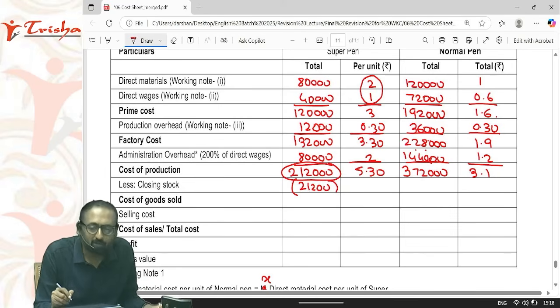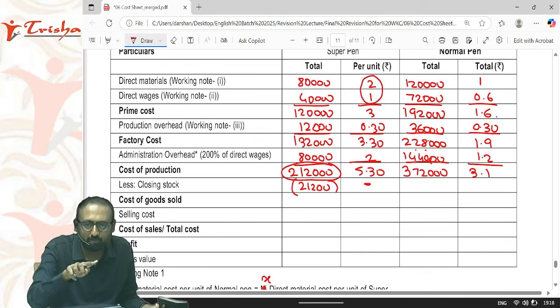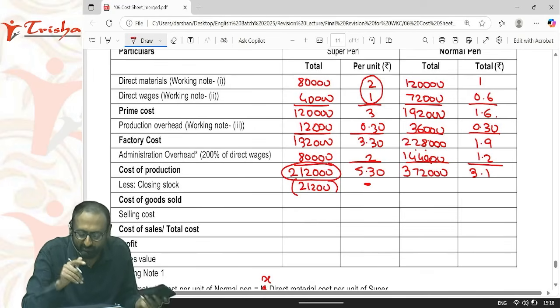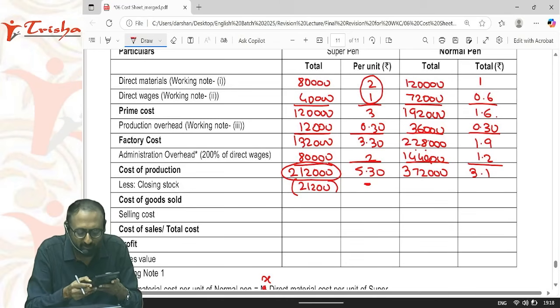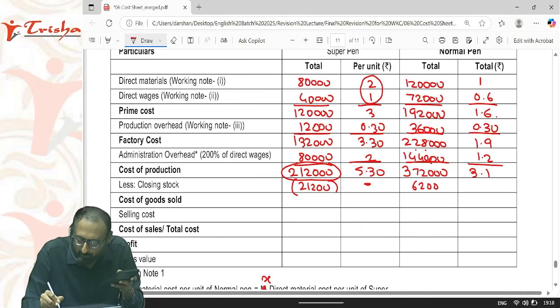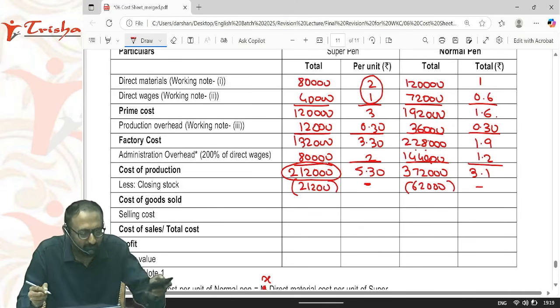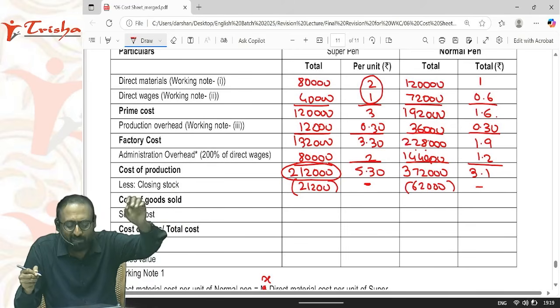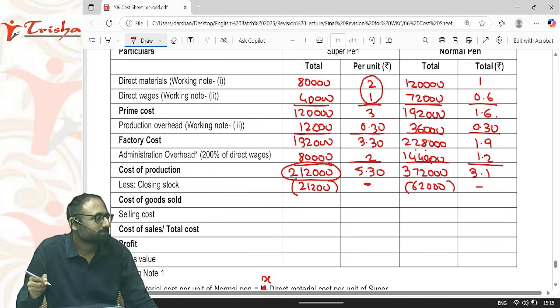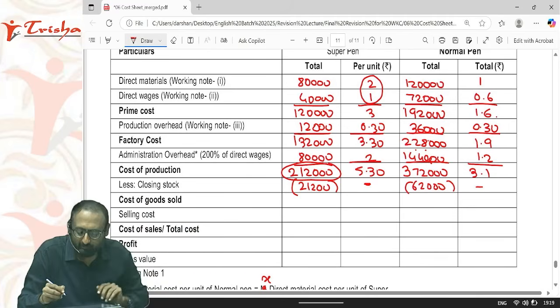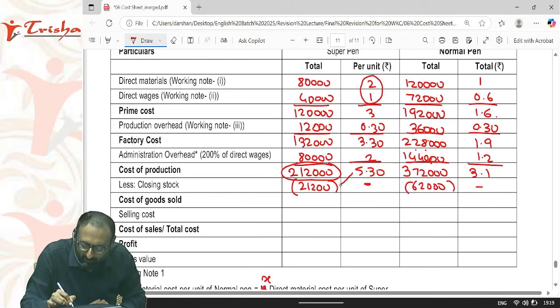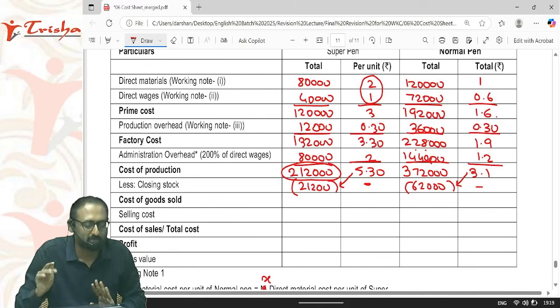Sir, in per unit column, what I'll write? Closing stock, how much I will write? Dash. Opening stock WIP, closing stock WIP. Opening stock finished goods, closing stock finished goods. Directly dash. Now tell me, sir ji, 3,72,000 divided by 1,20,000 multiplied by 20,000. Sir, is it 62,000? Per unit dash. Kindly tell me how I can calculate 21,200 directly. Sir, direct 5.3 multiplied by 4,000. 3.1 multiplied by 20,000. Same answer you will get.